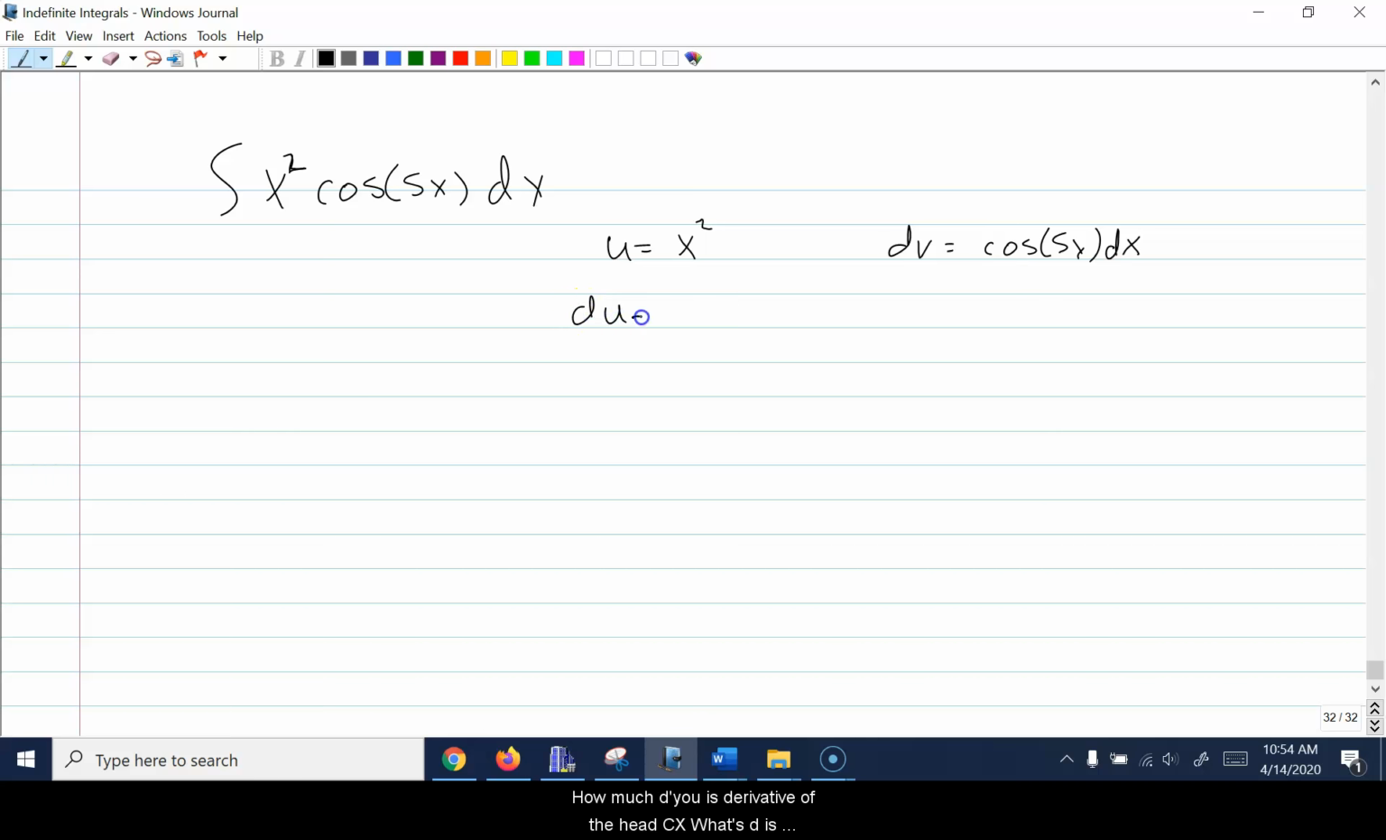So what's du? It's derivative of that, 2x dx. What's v? It's the integral of that. What's the integral of cosine 5x? This is one of those baby substitutions. You can do a substitution here if you hate it. If you really do want to do a substitution, you're probably better off doing the substitution u equals 5x on the original problem. I think that's the cleaner way of writing it, but you do you.